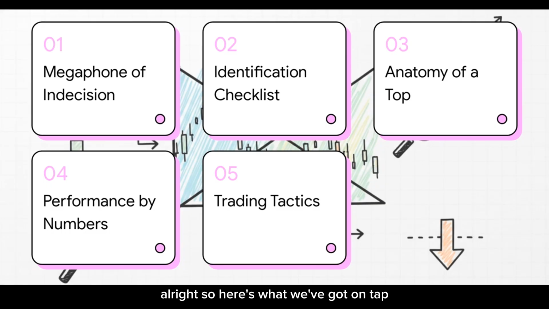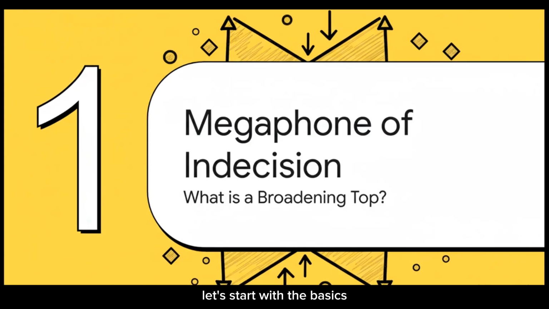All right, so here's what we've got on tap. First, we'll cover what this megaphone of indecision actually is. Then, we'll give you a checklist so you can spot it yourself. We're going to dissect a real-world example, crunch the numbers on performance, and then wrap up with some actual trading tactics you can think about. Okay, let's start with the basics.